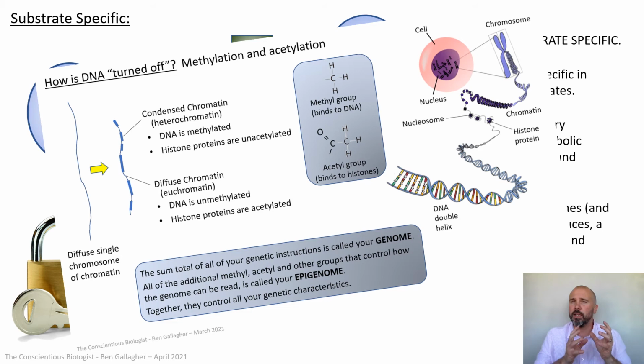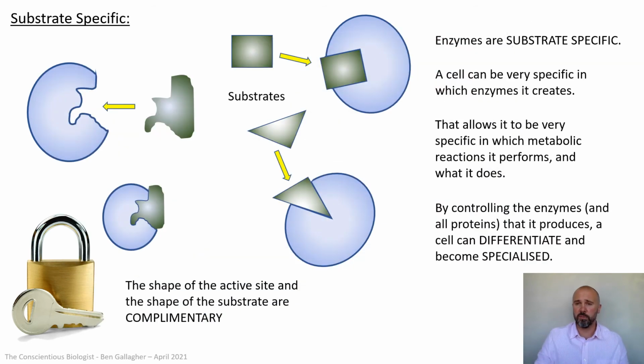be read. So by controlling the state of its DNA, which form of chromatin it's in, it can control which genes are available, which enzymes can be transcribed and translated and hence expressed into proteins. And if they're expressed into proteins, then they can do the jobs for that specialist cell. So by controlling the enzymes and all proteins, of course, not just enzymes, that it produces, a cell can differentiate and become specialized. So substrate specificity, very tightly linked to cellular differentiation. Make sure you understand that.